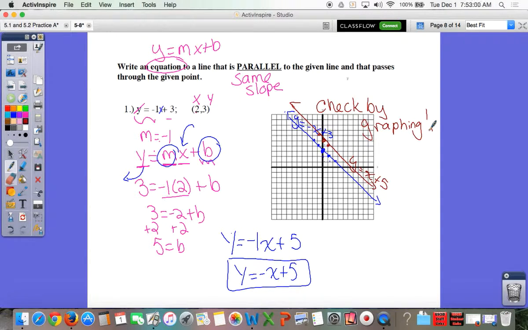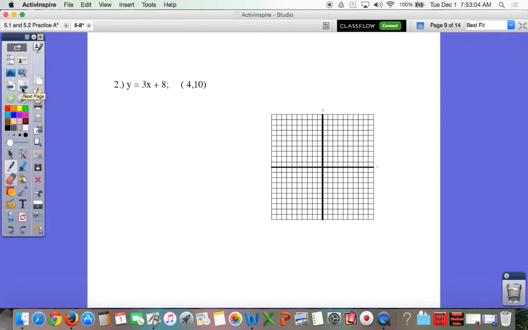Check by graphing. Your answer there is that equation. Let's try this one. The only thing you care about is the slope. Y equals mx plus b. Your slope is 3. Get out of there. I don't want you to distract me anymore.